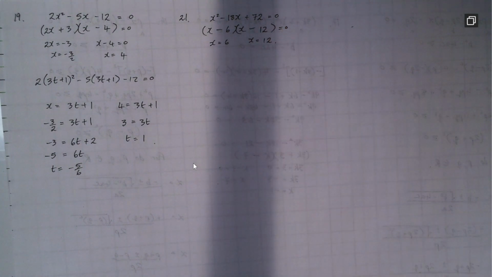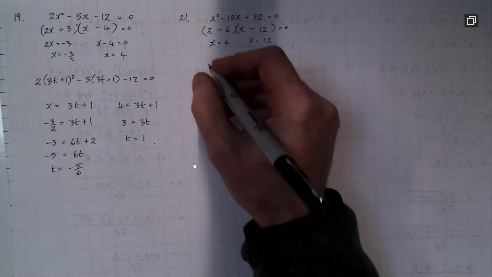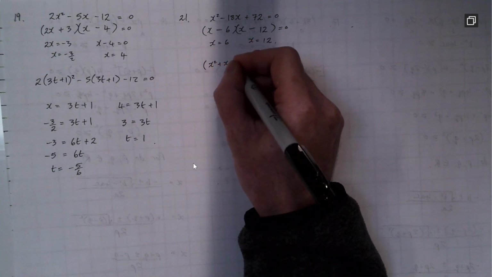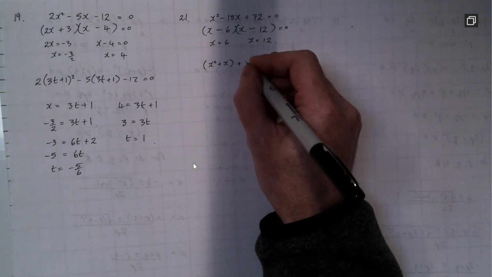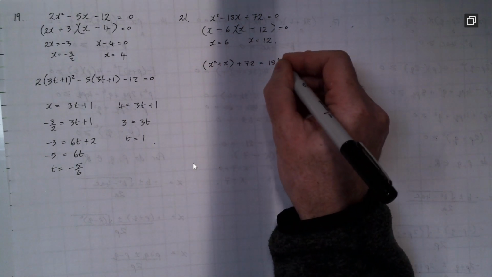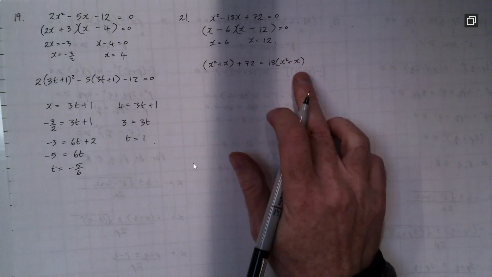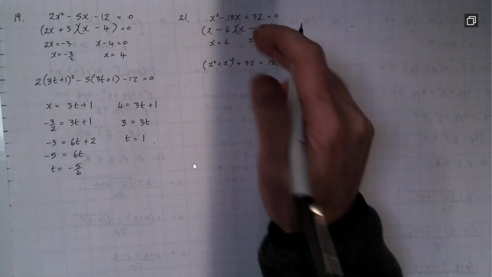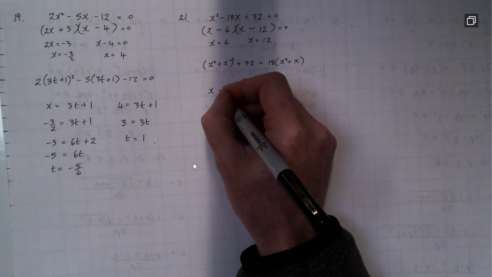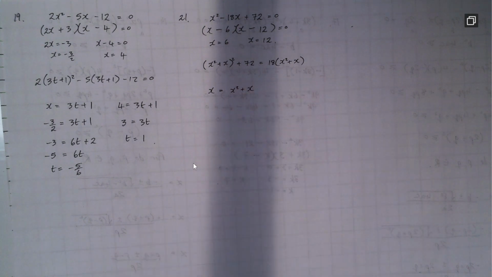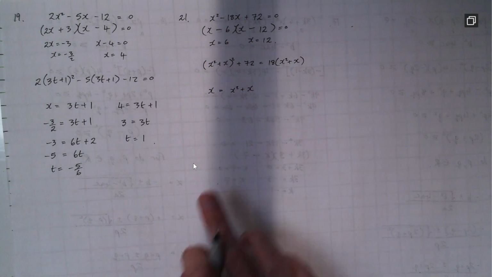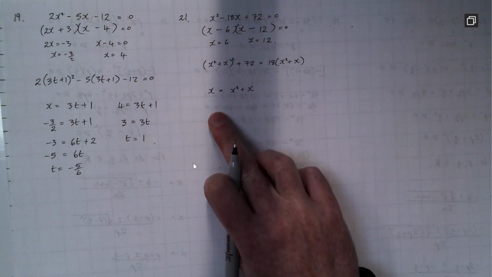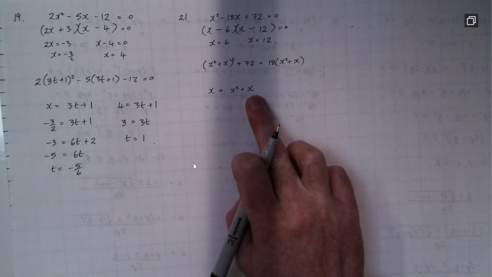So the t part isn't that straightforward. Now, I can write the equation x squared plus x, x squared plus x. Now these just swap into an equation: x equals x squared plus x. So the x equals x squared plus x.